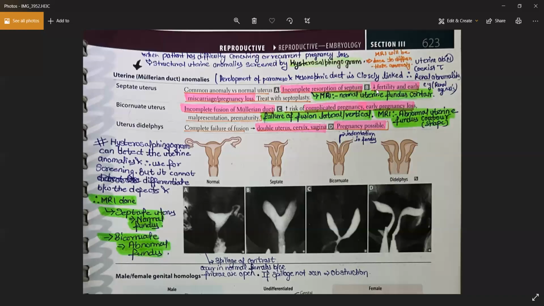So the first is the Robertsonian translocation. Second thing is the coagulopathies. Third thing is the antiphospholipid antibody syndrome. The fourth one is the Mullerian duct anomalies. These patients will always present you with recurrent pregnancy loss.